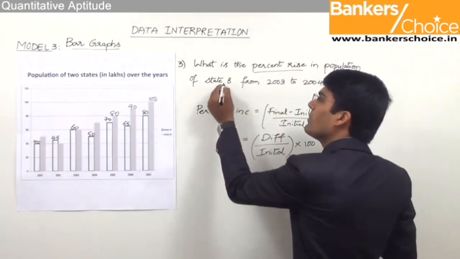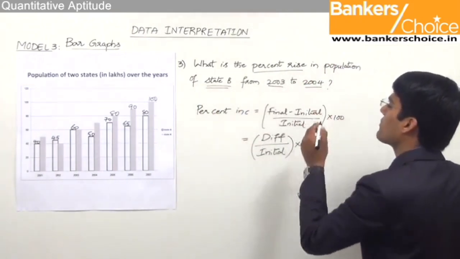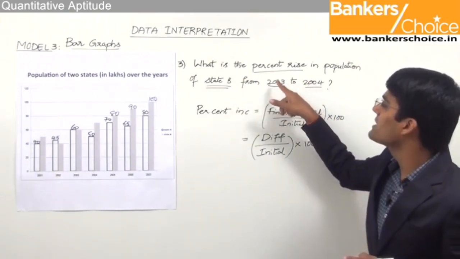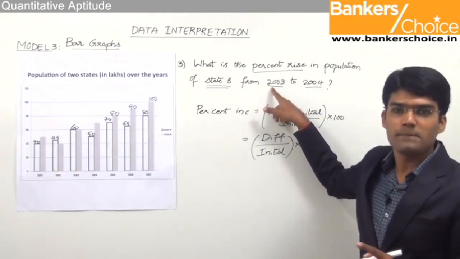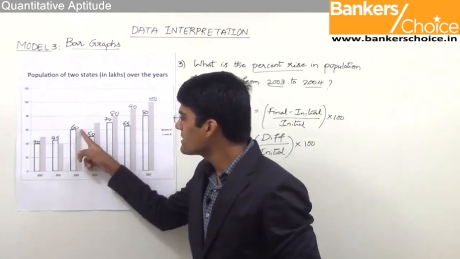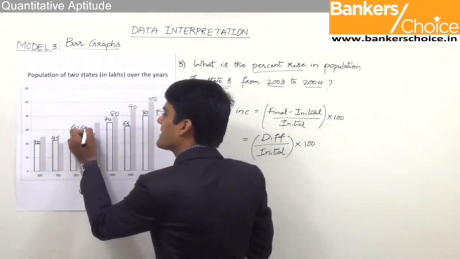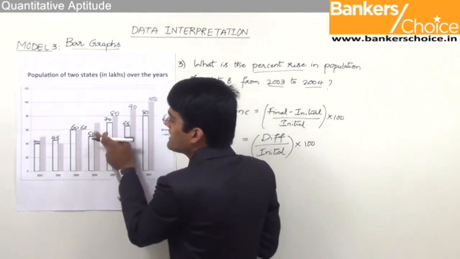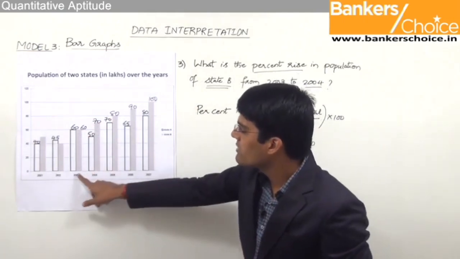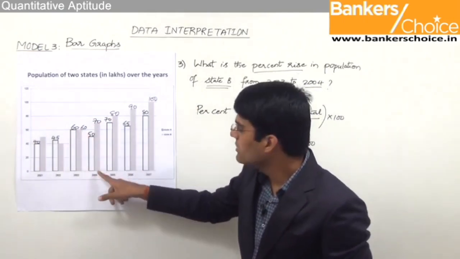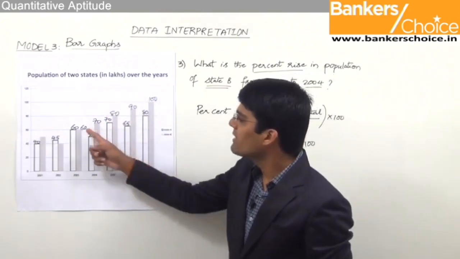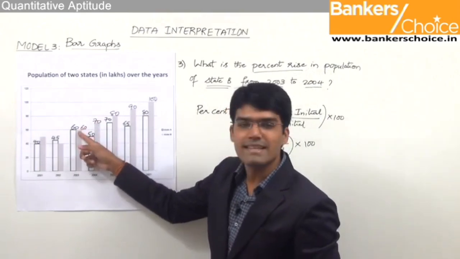Now very clearly here we have to find out the percentage rise or percentage increase in the population of state B from 2003 to 2004. So both the years have been specified. The first year is 2003 and second year is 2004. That means initial value is the population of state B in 2003 and final value is the population of state B in 2004. Now population of state B in 2003, as you can see, is exactly 60 lakhs. And population of state B in 2004 is exactly between 60 and 80. So that can be taken as 70 lakhs. So we find that in 2003, B's population was 60 lakhs. And in 2004, it becomes 70 lakhs. So it has increased by 10 lakhs.